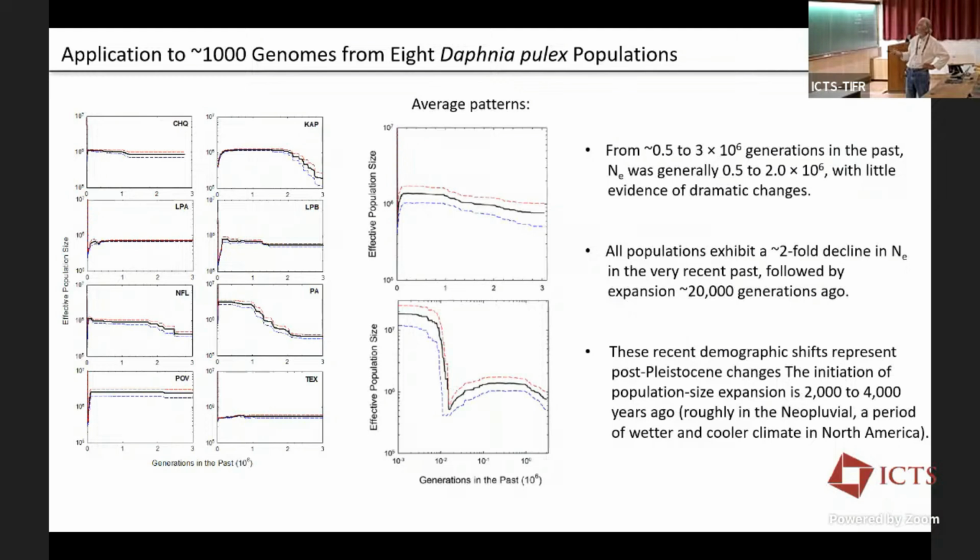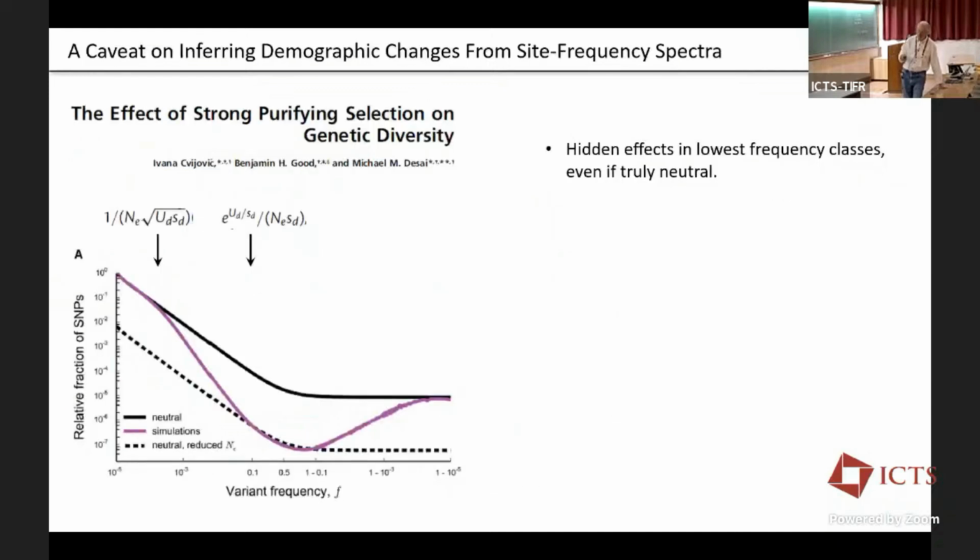And that recent expansion, these are just sort of stories you can make up thinking about geological history and so on. But these population sizes expand. All this is happening post-Pleistocene. And this is all happening during a period when North American climate was getting wetter and cooler and Daphnia-like water. So it would have been a good situation for them. Okay, so now I'm going to move on to a couple of other points here.